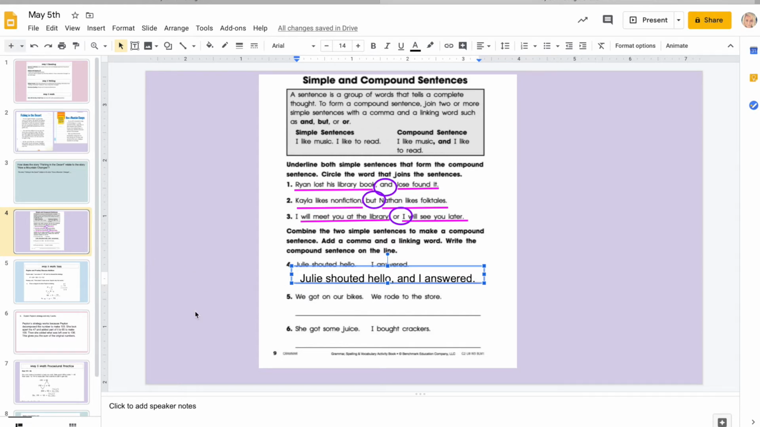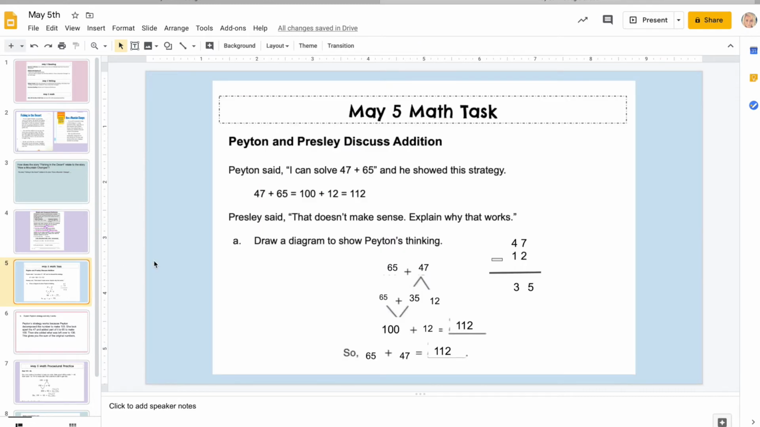So that is the last of writing, and we're going to end with math today. And today we're going to be decomposing numbers to make 100, because when you decompose those numbers to make 100 and use what is left over, it's going to make it easier to add.